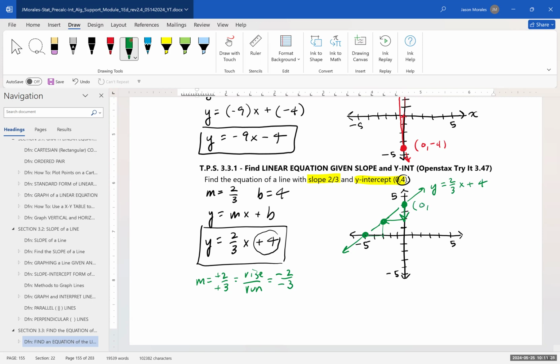And this is the point 0, 4. And this is the point -3, positive 2. And actually, this is our x-intercept, right? That's our x-intercept, and that's at -6, 0, right? Because the y is 0, and this is our y-intercept because x is 0. Okay.